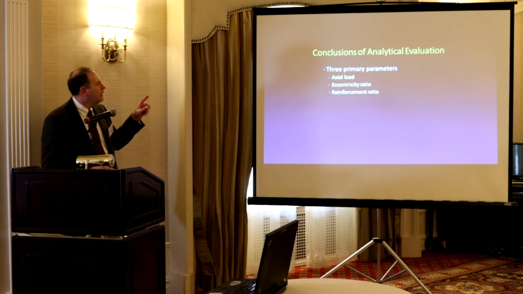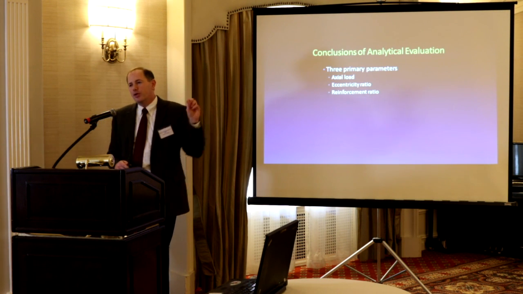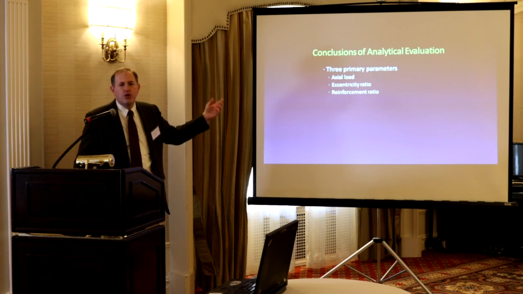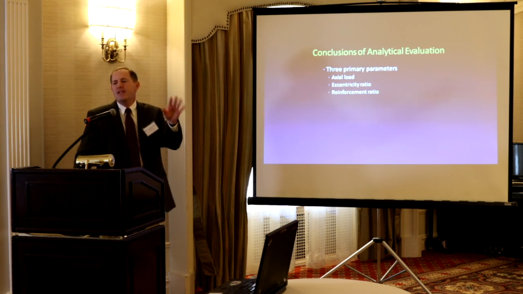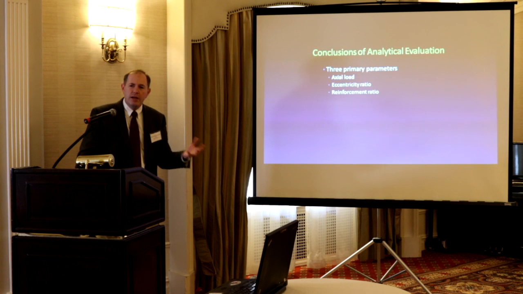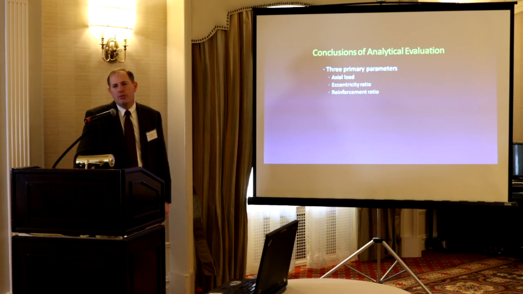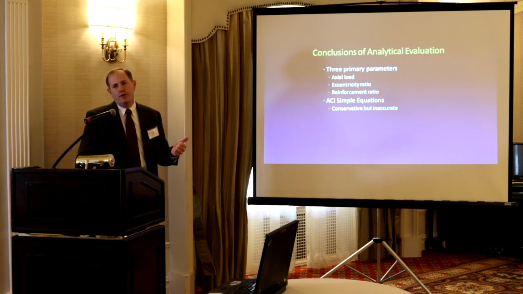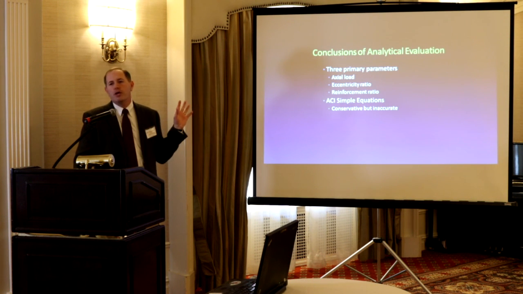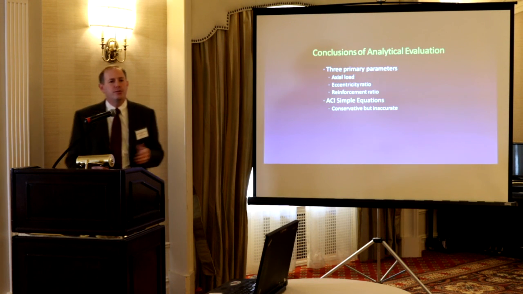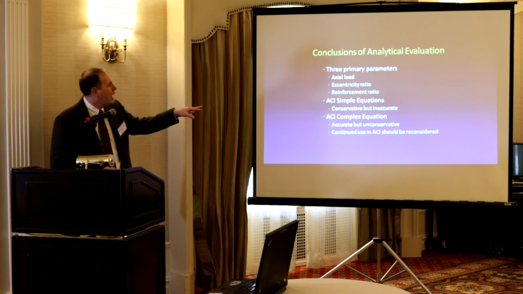So analytically, there are three primary parameters on these columns: the axial load, the eccentricity ratio, and I put low for the reinforcement ratio. It has some effect, but we can just forget about it. For 1 to 4% columns, which is I think the bread and butter, I don't need to worry about that. The simple equations are conservative, so both equations in the code are clearly fine, so don't have any concerns about continued use, but they are inaccurate.